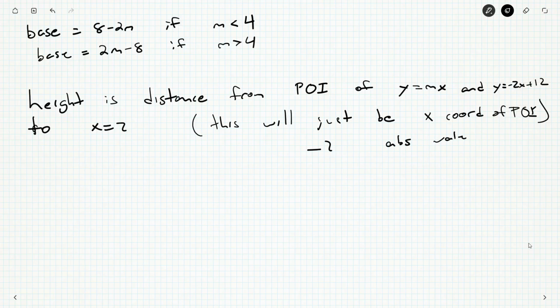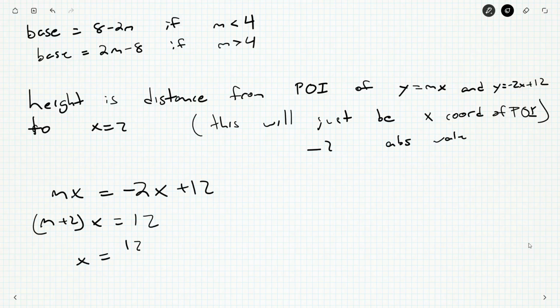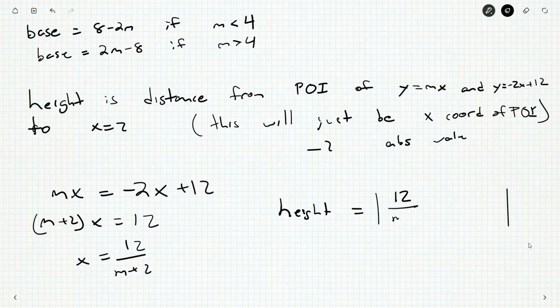So what is the point of intersection of these two? Well, y is mx, so we'll have mx equals negative 2x plus 12. m plus 2x is 12. So x is going to be 12 over m plus 2. So our height, once again, we have absolute values. We don't know which one's bigger, but we're going to say the absolute value of 12 over m plus 2 minus 2. And again, depending on what m is, we'll get different values.